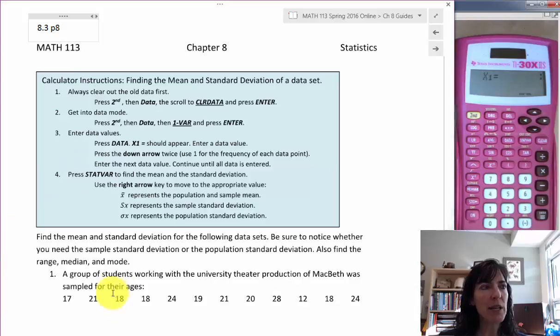And now I have a data set here. It says find the mean and standard deviation. Be sure to notice whether you need a sample or a population standard deviation, and then also find the range, median, and mode. So these are for us to work using the calculator, and so we'll do the mean and standard deviation with the calculator, and then we'll have to use our by hand methods for the last three, but fortunately they're pretty easy.